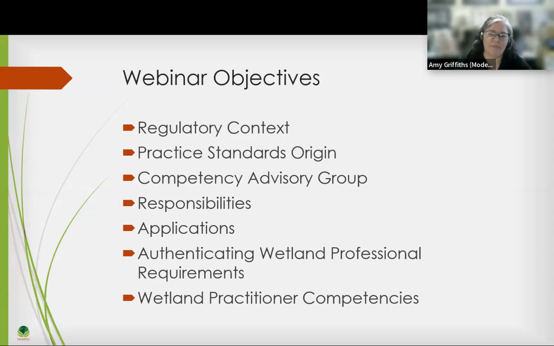So this short presentation will help set up the panel discussion, provide regulatory context, identify which legislation drives the use of those standards, a little bit on the origin story of the practice standards, the scope of the Competency Advisory Group, who are the authors of the practice standards, talk about the responsibilities of the various parties that are outlined in the standards, and talk about how the standards are applied. As well as we're going to speak a little bit about the requirements for being an authenticating wetland professional and the competencies for conducting wetland policy tasks.